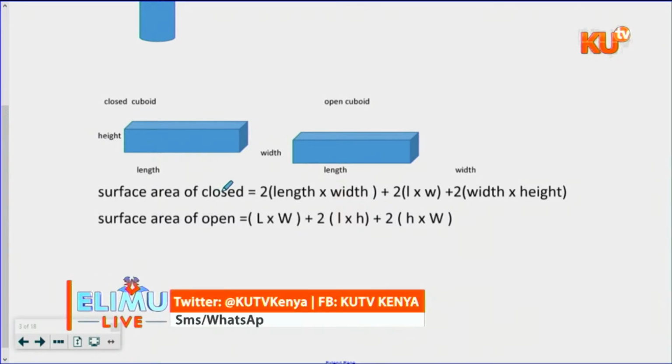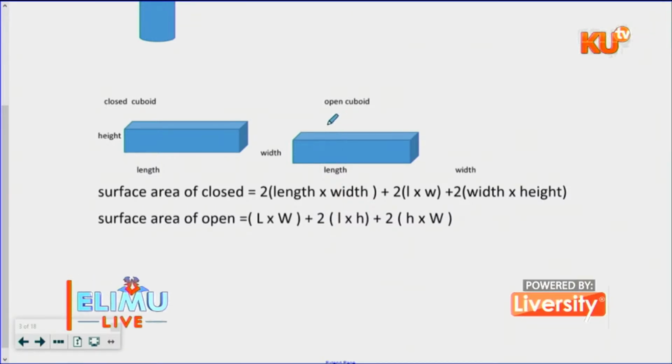Now we have the second part, and this shape is now a cuboid with this part not there. This upper part is not there. This is the part that I call the top. So the top is missing. If the top is missing, we say it is opened.